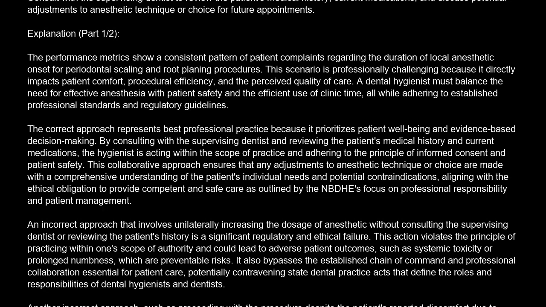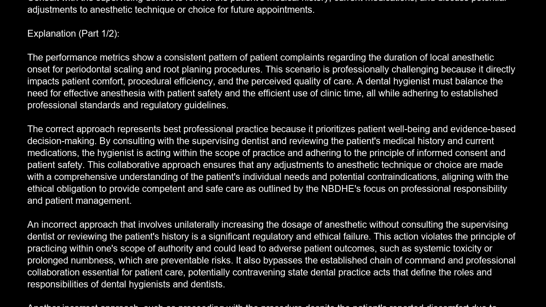Correct answer is D. Consult with the supervising dentist to review the patient's medical history, current medications, and discuss potential adjustments to anesthetic technique or choice for future appointments. Explanation. The performance metrics show a consistent pattern of patient complaints regarding the duration of local anesthetic onset for periodontal scaling and root planing procedures.